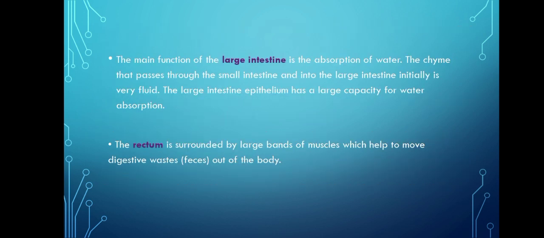The main function of the large intestine is the absorption of water. The chyme that passes through the small intestine and into the large intestine is initially very fluid. The large intestine epithelium has a large capacity for water absorption. The last part is the rectum, surrounded by large bands of muscles, which helps to move digestive waste or feces out of the body.